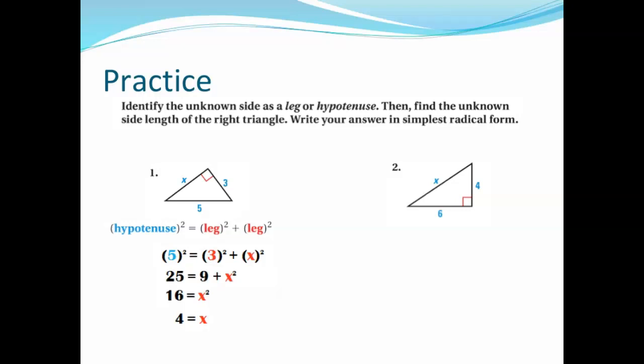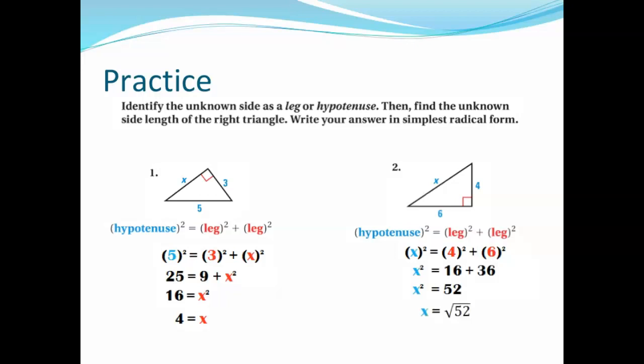In number 2, we have x as the hypotenuse that we're solving for, and then 4 and 6 are the legs. So we can write x squared is equal to 4 squared plus 6 squared, which gives us 16 plus 36, which is equal to 52. And now taking the square root, we have x is equal to the square root of 52.